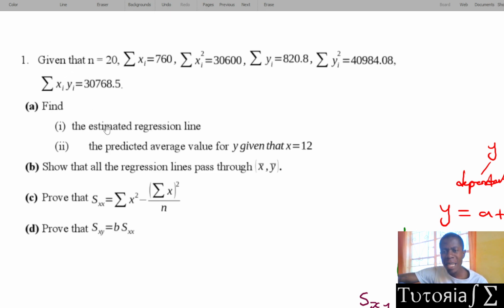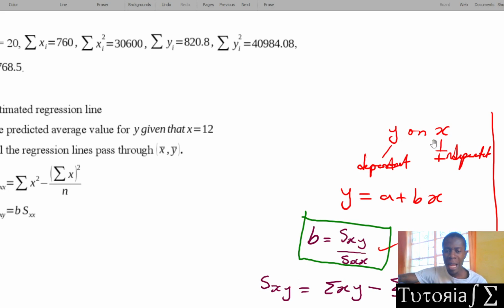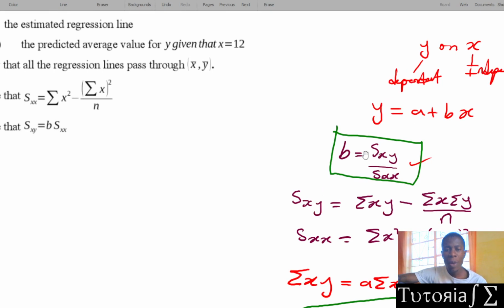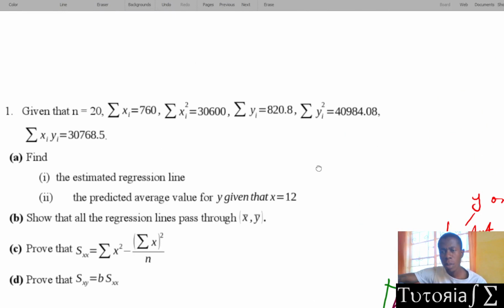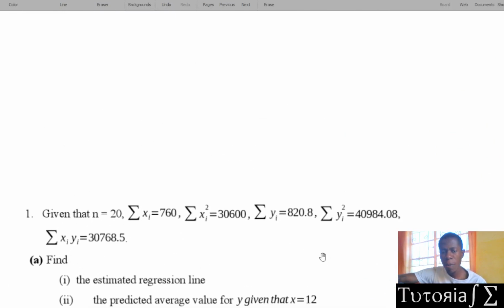one. So we're asked to find the estimated line of regression. We've not been told which one, is it y on x or x on y? So we just pick the default, which is y on x. So this is the regression line. We need to find our B using this formula. So let me just do it from the top here. We need to find our B. B will be equal to Sxy all over Sxx. Okay, y on x.